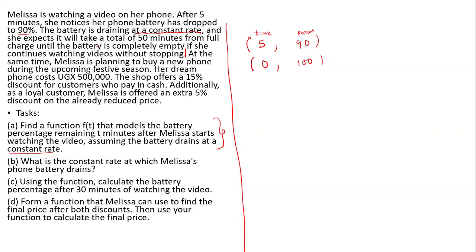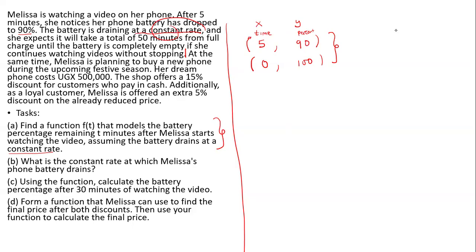Now they're saying that the battery is drained and she expects it to take a total of 50 minutes from fully charged until the battery is completely empty. Now, what does it mean? Here we can use these two points to obtain our gradient. So here we are going to apply our knowledge of gradients. We know that we have two points. This one can be your x, this one can be your y.